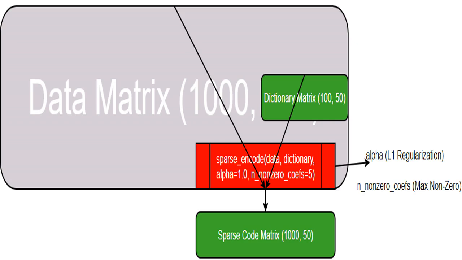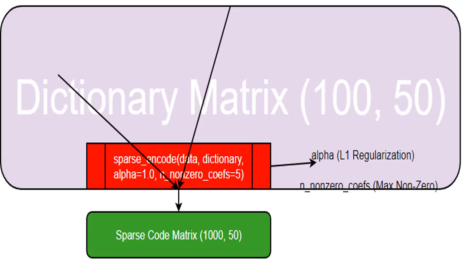This represents my data. I have 1000 data points, each described by 100 features. Imagine 1000 pictures, each with 100 pixel values representing its properties. This is my dictionary, a set of 50 basic building blocks, features, each described using 100 values. Think of 50 unique Lego bricks that I can combine to build things.